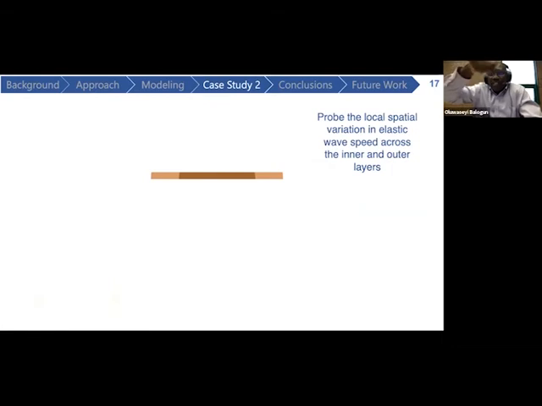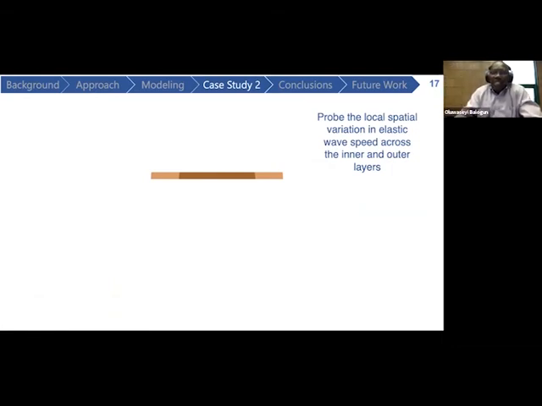But the first thing we attempted to do, without assuming this layering, was what we thought the best thing to do would be: to take a section of this biofilm as shown, and then sample its local wave speed as a function of position.